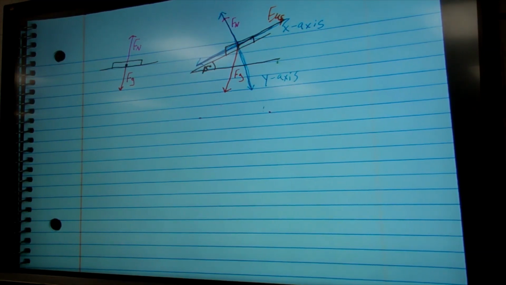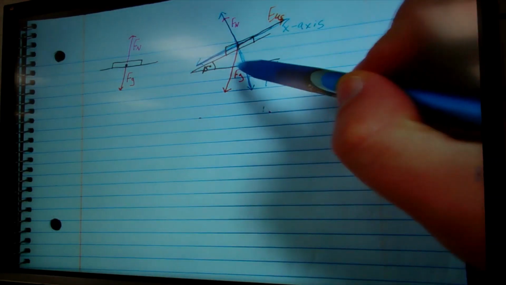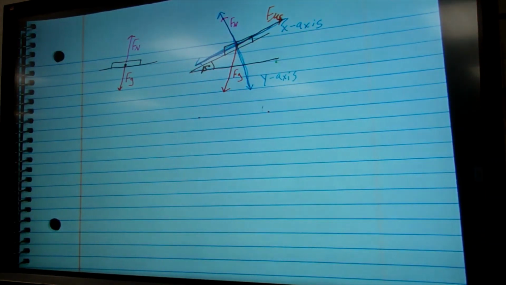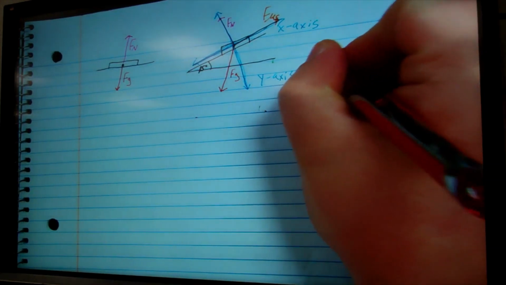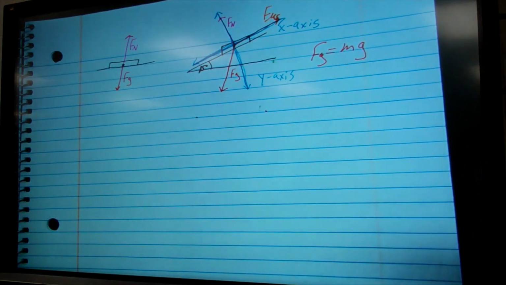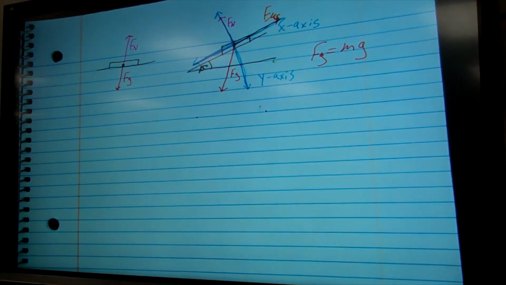Because if we left it the way it was, the force of gravity would have fallen on the y-axis. What is the force of gravity equal to? You guys are used to this. Mass times gravity. So if I tell you we're on planet Earth and I give you the mass of whatever object is sitting there, you automatically can solve for that. 9.81.